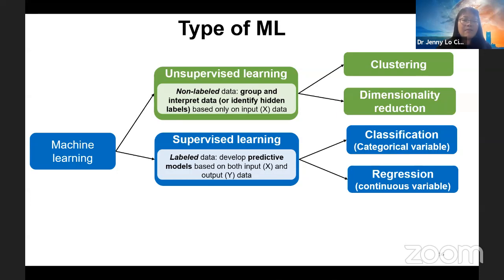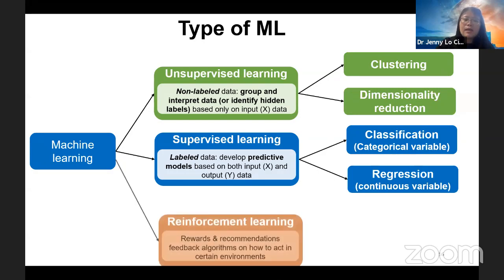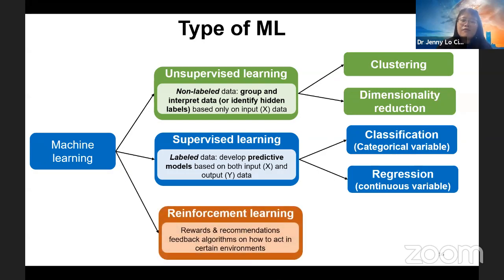So let me give you an example. A common continuous variable could be healthcare expenditure, how much money it costs. If the outcome is a continuous variable, you will need to use a regression-type approach in machine learning. And the third type is reinforcement learning.